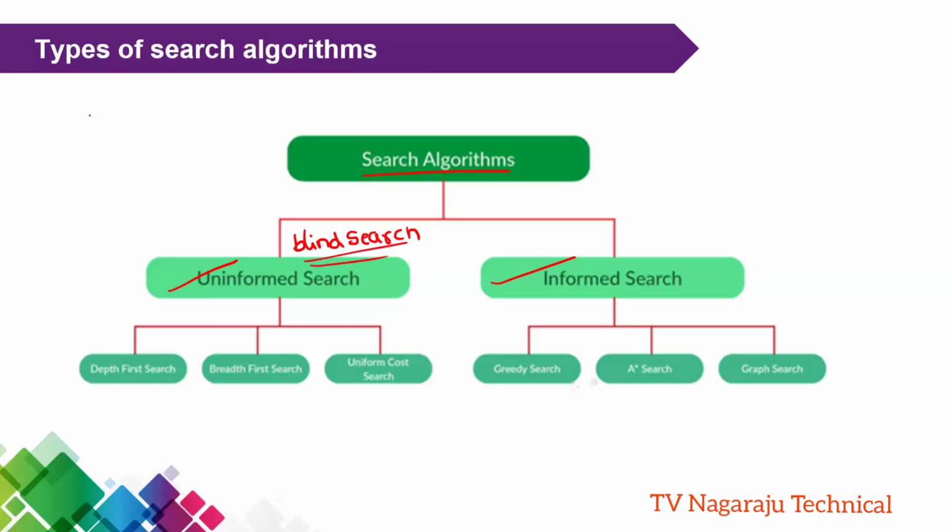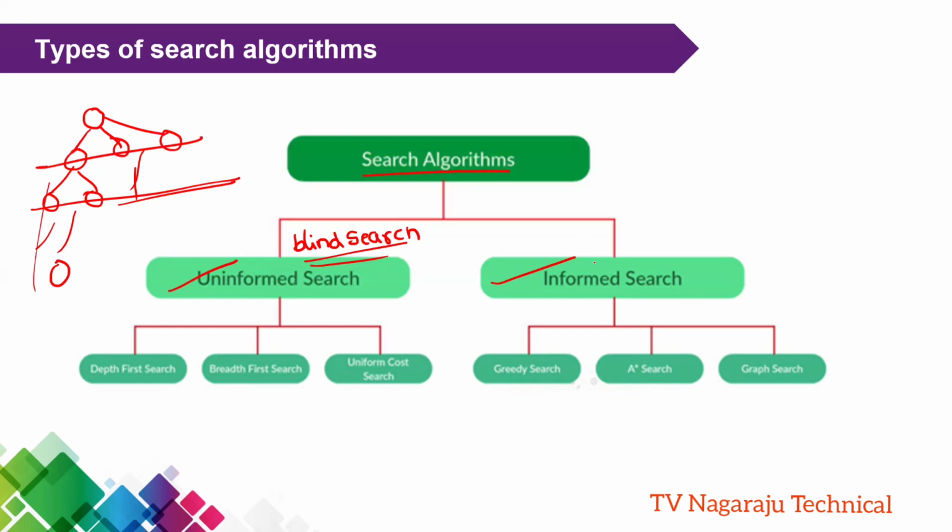What is the meaning? Suppose right now I am at this stage, and this is my goal state. How to reach the goal state? Here I do not follow any logic. If you are using BFS, I traverse all the nodes, and after that I traverse all the nodes at the next level. It is a blind approach, like DFS, BFS, and UC search.